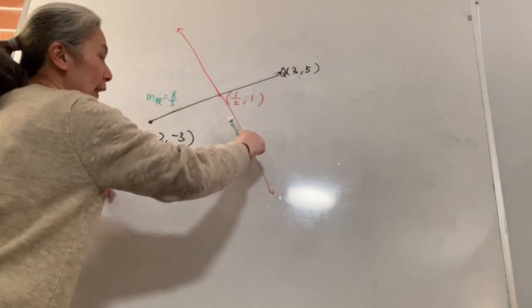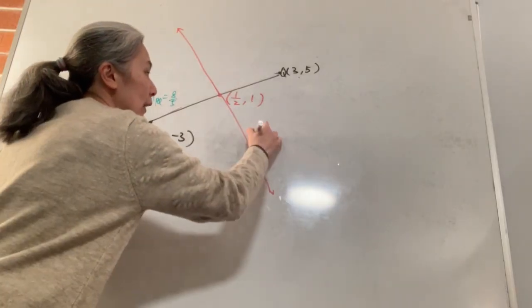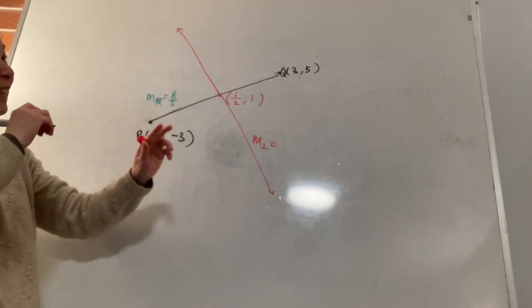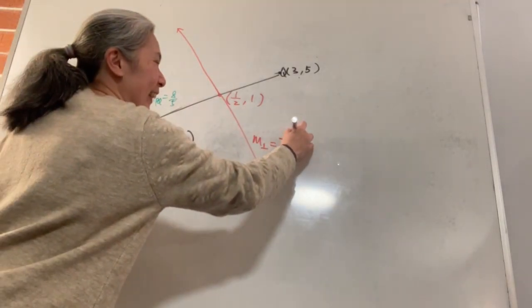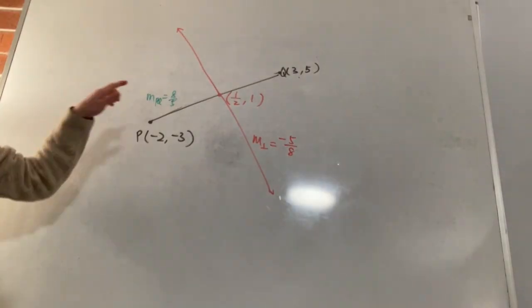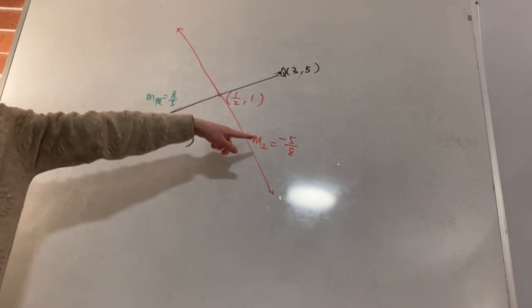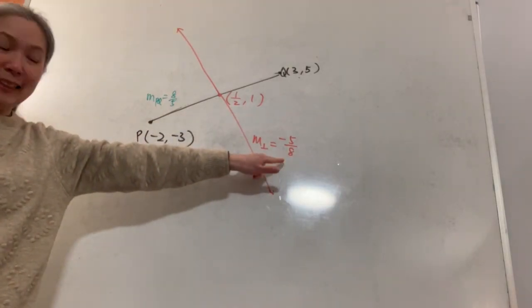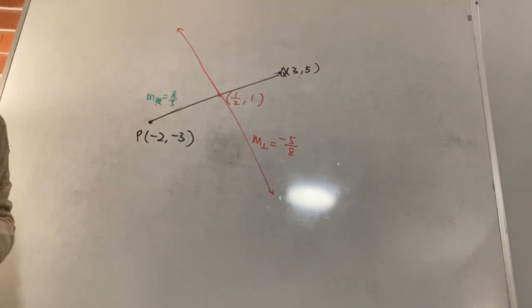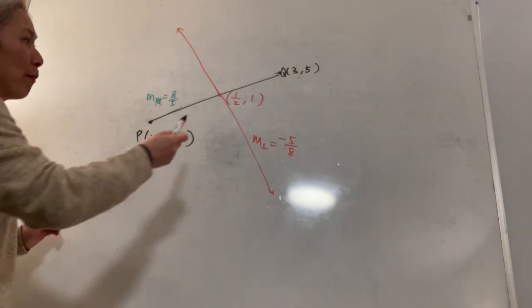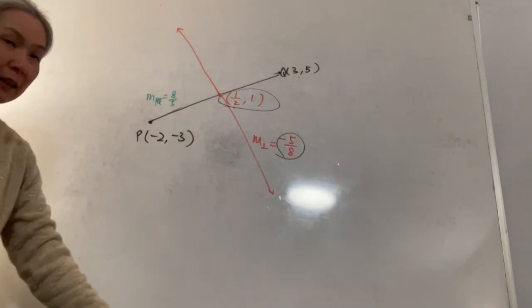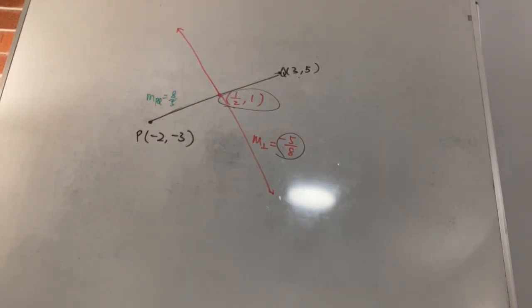That means gradient of this line is, what's the gradient of this one? 5/8. Negative? Negative 5/8. Yes, good. Because this one is positive, that's why that one has to be negative. Right? Because when you multiply these two, they should become -1. So now do you have enough information to find the equation? Yes, you have a point, you have the gradient. Then you can do y minus y1 equal to gradient, open bracket, x minus x1. That's the meaning of perpendicular bisector.